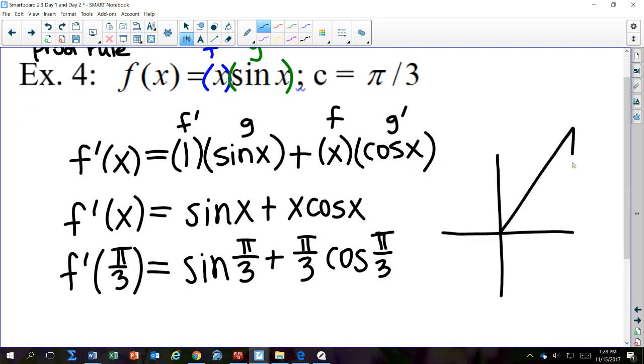Remember, pi over 3 is the 60-degree reference angle. Across from 60 is radical 3. Across from 30 is 1. Hypotenuse is 2. Okay, everything's positive in the first quadrant.